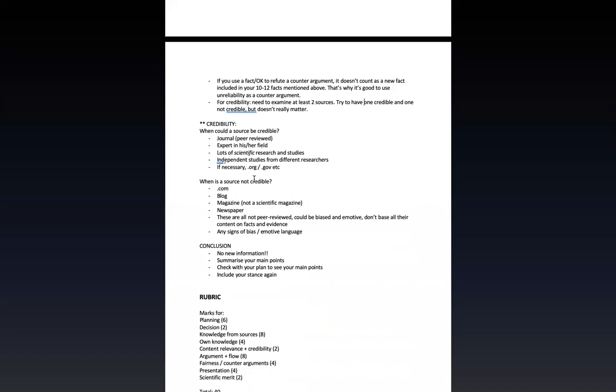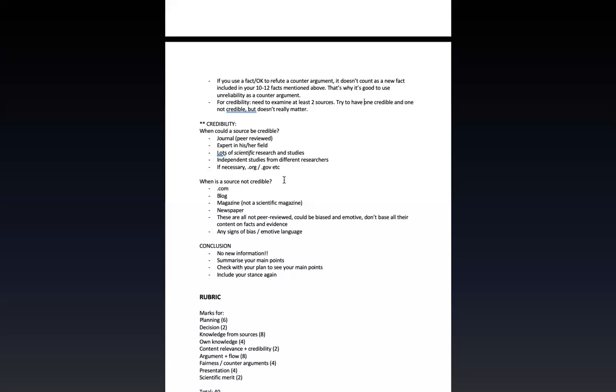Another fact you could use for credibility is if the source has a .org or .gov for a website, because usually an organizational website or a government website wouldn't use incorrect facts, because they're not trying to promote a product and they're not trying to be biased. They usually use checked and peer-reviewed facts. This is not the best way to back up credibility, but if you don't have any of these options, you can use .org and .gov.